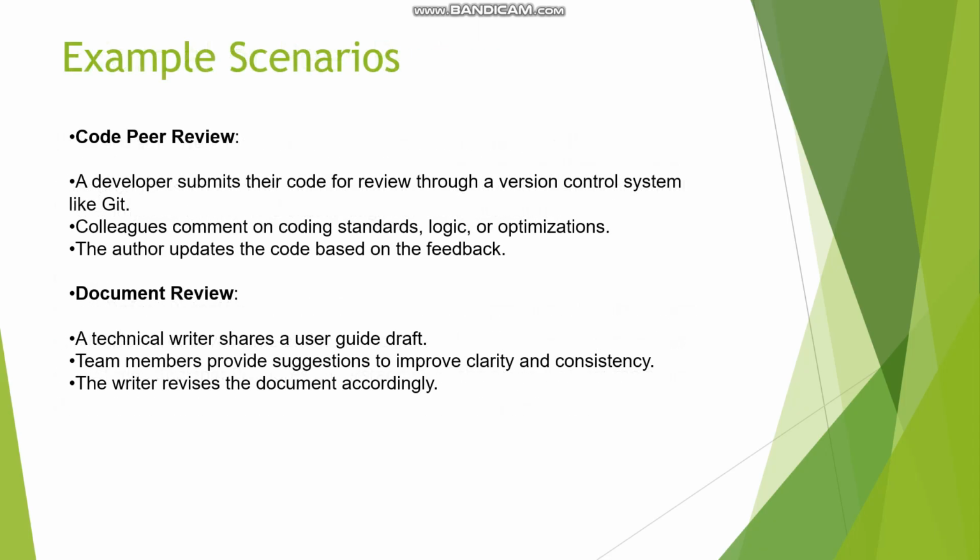Now, example scenarios. Code peer review: a developer submits their code for review to a version control system like Git. Colleagues comment on coding standards, logic, or optimizations. The author updates the code based on the feedback. Document review: a technical writer shares a user guide draft. Team members provide suggestions to improve clarity and consistency. The writer revises the document accordingly. So this is the example of peer review.